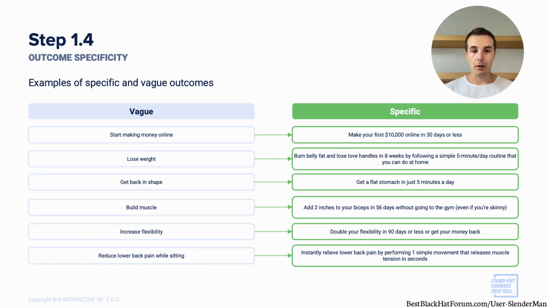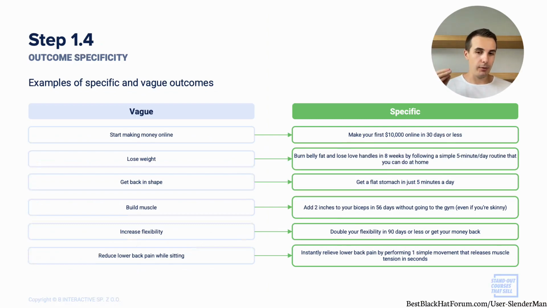Next one on the vague side of things is to increase flexibility. And the specific one would be to double your flexibility in 90 days or less, or get your money back, right? Another one, reduce lower back pain while sitting. That's already a little bit specific, because if it were completely vague, it would be to reduce lower back pain, or just reduce pain. That would be super generic. If we want to make it really specific, we could say instantly reduce lower back pain by performing one simple movement that reduces back pain tension within seconds, right? That would be a really, really specific outcome.